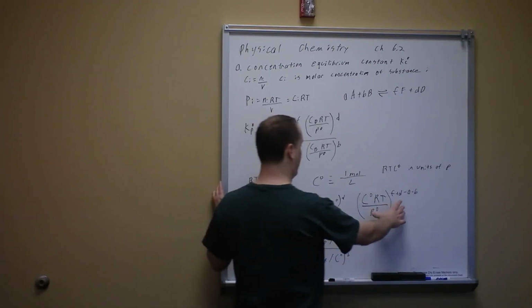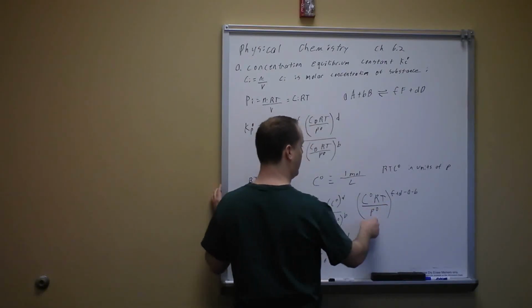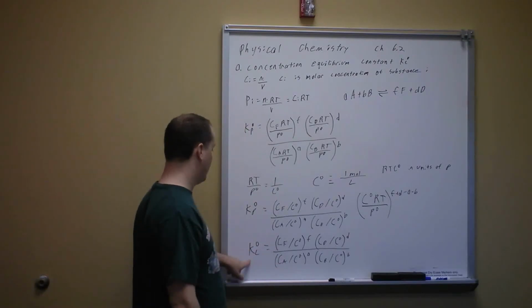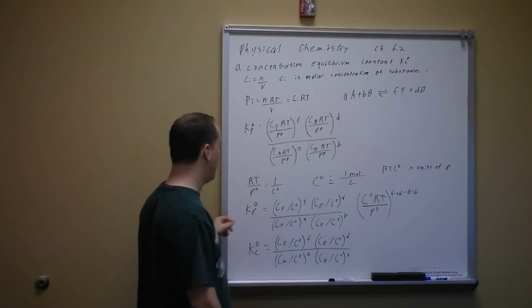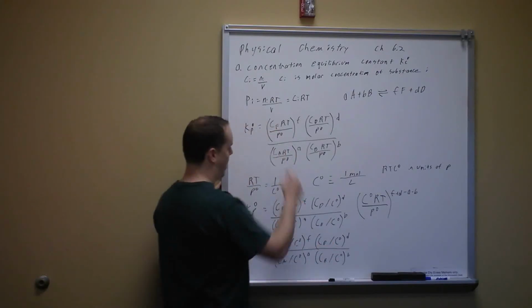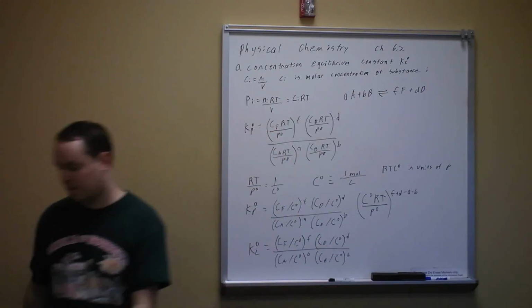Now this we want to get rid of because we don't want to talk about pressure, we just want to talk about concentration. So what we're going to define is Kc naught, and that's just going to be equal to the concentrations divided, exactly like we had for pressures before.